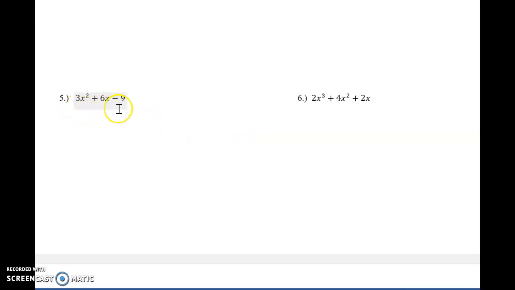Okay, let's skip down here to number 5, which is going to be our third one. And when I look across this one, 3x squared, 6x, and 9, I can see that this one does have a GCF of 3. So I'm going to factor that out first.